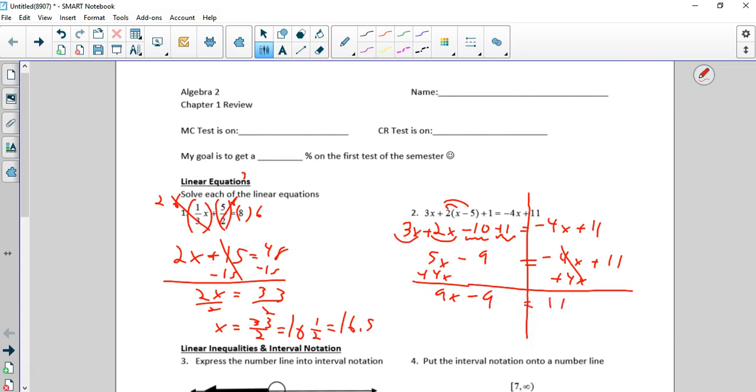Since I moved the letters left, I'm moving the numbers right. And I get 9x equals 20. I divide by 9 and I get x equals 20 over 9. Again, I could say 9 goes into 20 2 times with 2 left over and 9. And I'm going to leave it like that because it's a repeating decimal.